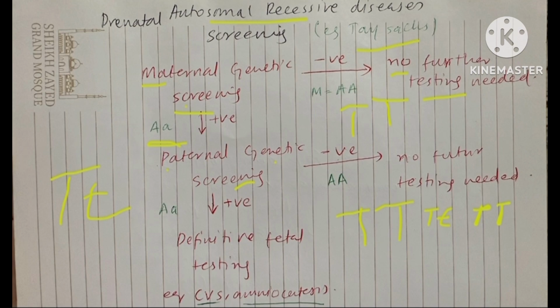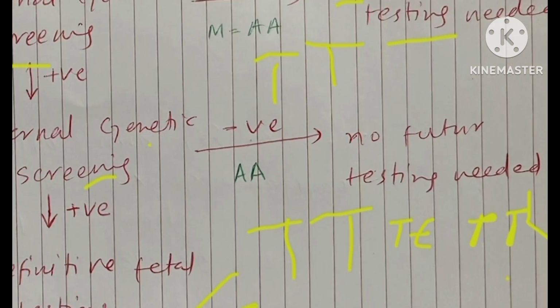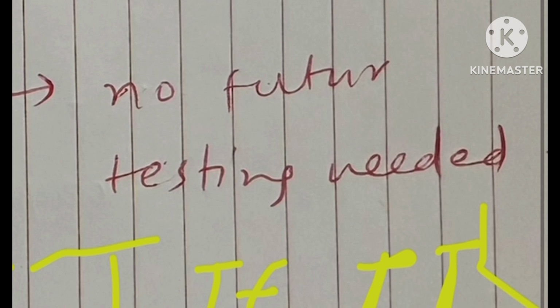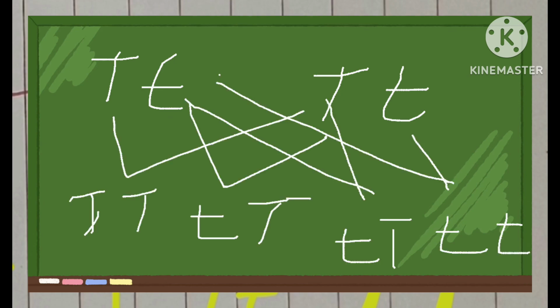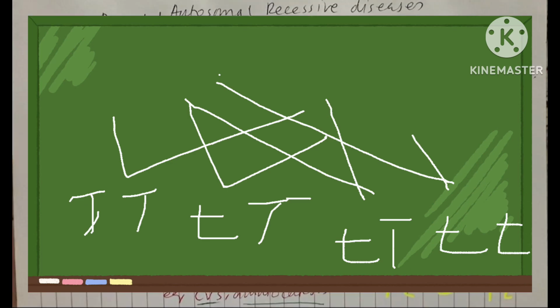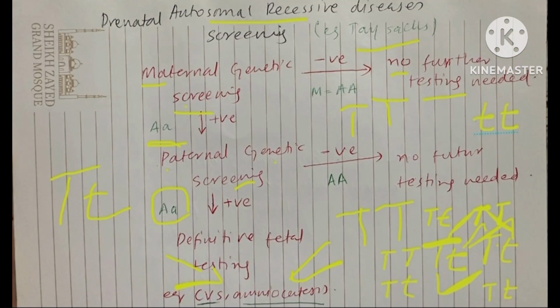But if the paternal genetic screening comes back positive, meaning he's also a carrier, you go for fetal testing because you might have a baby who has Tay-Sachs. Why? Because in this case, you have Tt and Tt. So TT gives you normal, Tt again a carrier, Tt again a carrier, and tt is going to give you the Tay-Sachs disease.